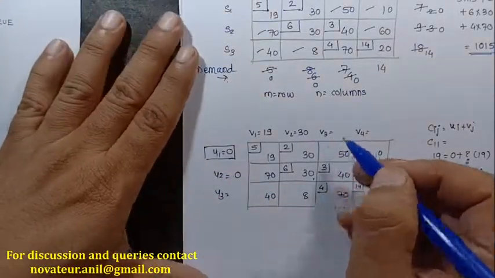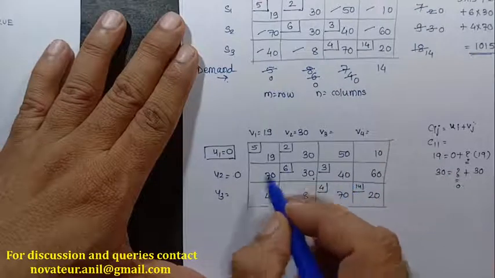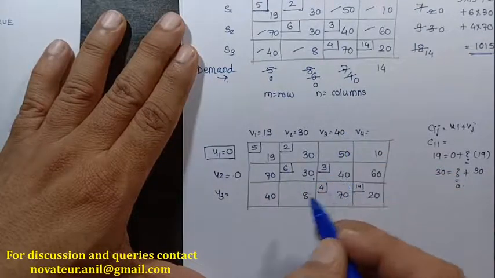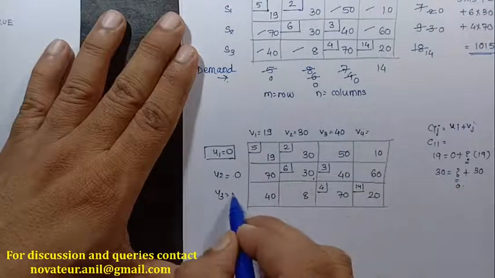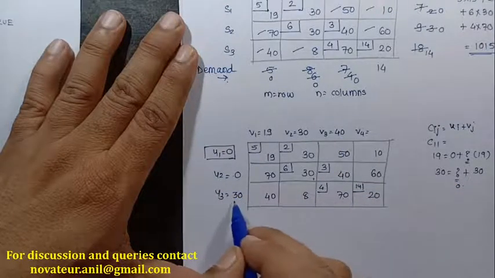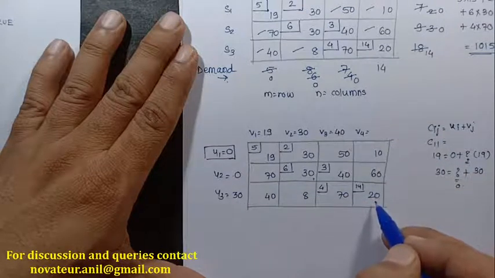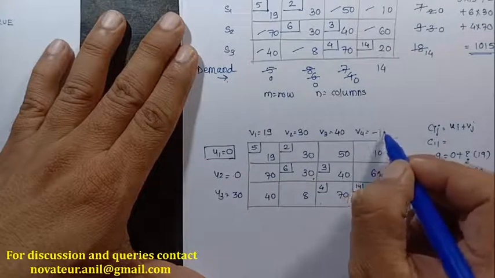Similarly, here this is 0, this is 40. So 0 plus 40 is equal to 40. Then 40 plus something is equal to 70. 40 plus 30 is equal to 70. Then 30 plus something is equal to 20. So here it is nothing but minus 10.